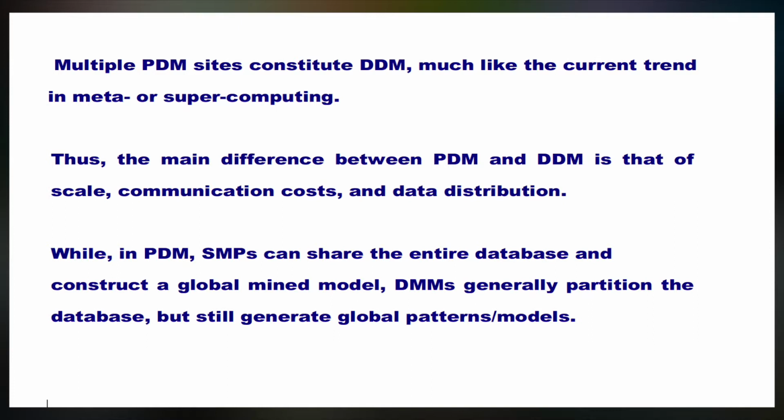Thus, the main difference between PDM and DDM is that of scaling, communication cost, and data distribution. While in PDM, SMPs can share the entire database and construct a global mined model, DDM generally partitions the database but still generates global patterns or models. On the other hand, in DDM, it is typically not feasible to share or communicate the data at all. Local models are built at each site and are then merged or combined via various methods.